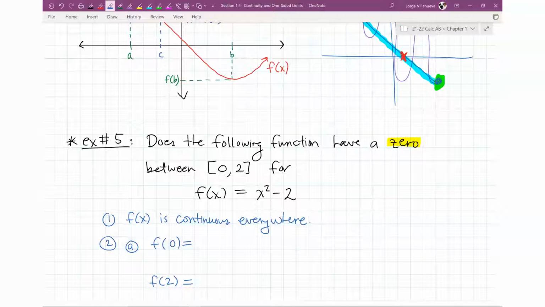Now if I can show that one of these is positive and one of them is negative, I was thinking of Rolle's theorem. I apologize, you guys don't know what that is yet. But if I can show that one of these values is positive and the other negative, then I know that they have to cross through the x-axis, because that's the only way you can get from a negative y value to a positive y value, or vice versa. So let's see. F of 0, that's 0 squared minus 2, which is negative 2. F of 2, that's 2 squared minus 2, which is 2.